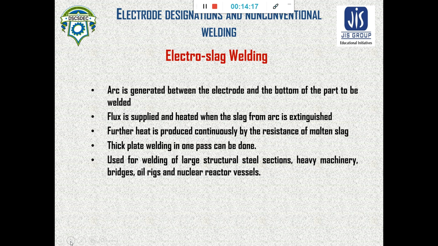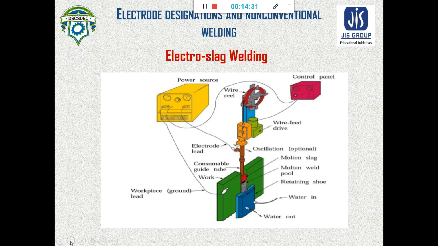In these types of applications, electro-slag welding can be done. Here in this schematic diagram, you can very easily see what is happening. First, the arc will be generated, and after some time, that arc will be extinguished. While the arc is extinguished, a lot of slag will form, and the heat of the arc is transferred to the slag, so the slag can do the further welding by resistance, by giving heat to the workpiece. So this is the process.